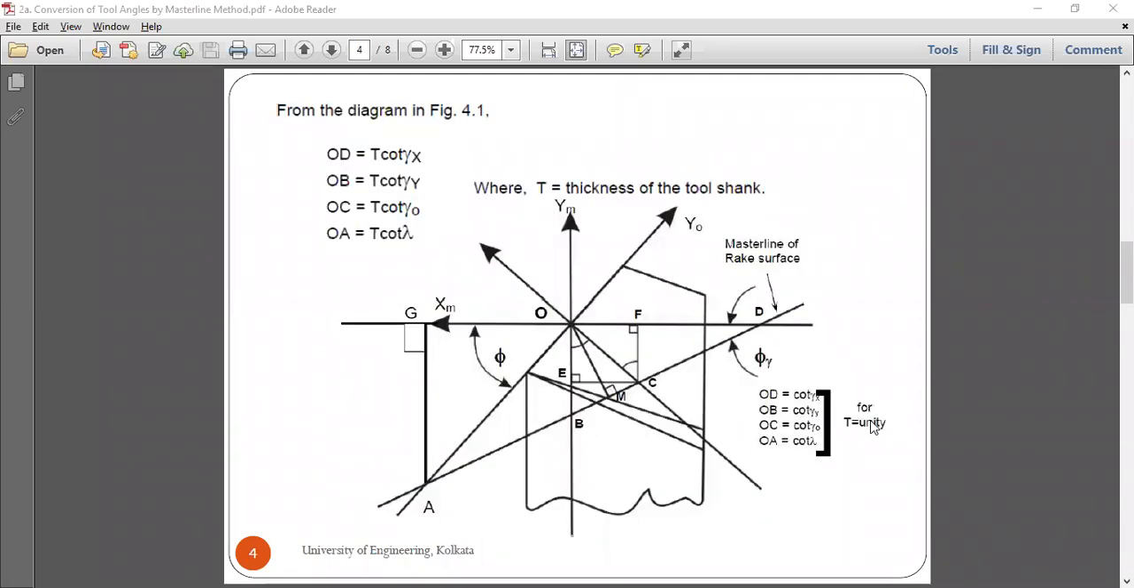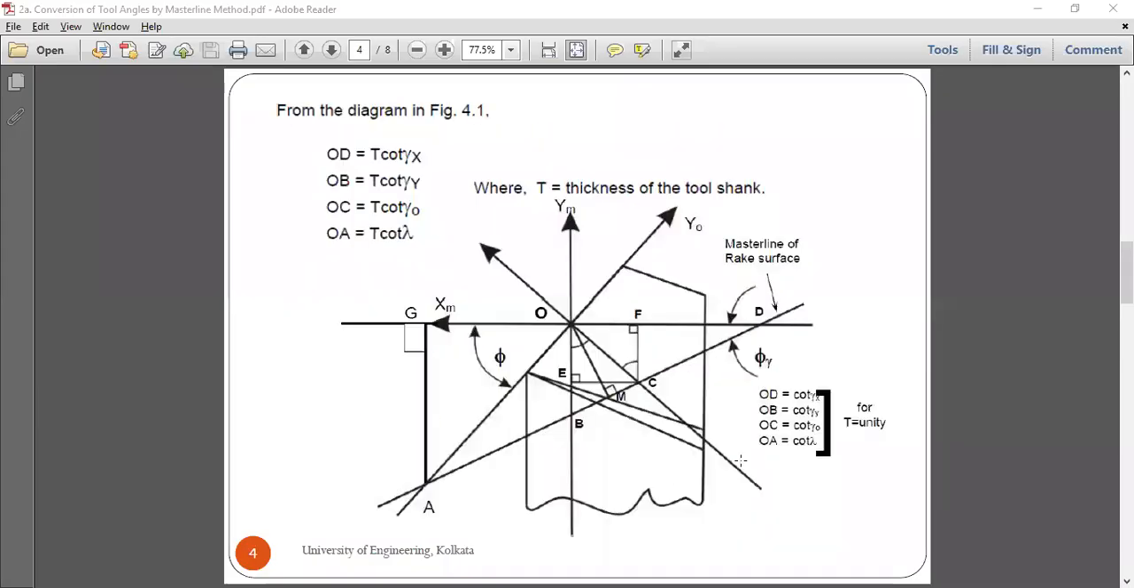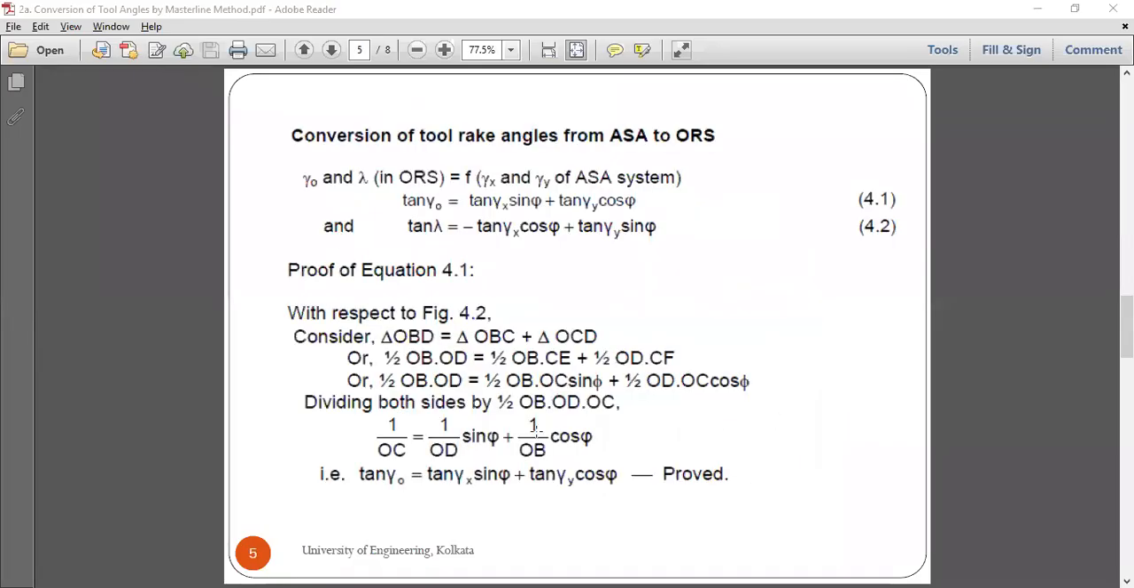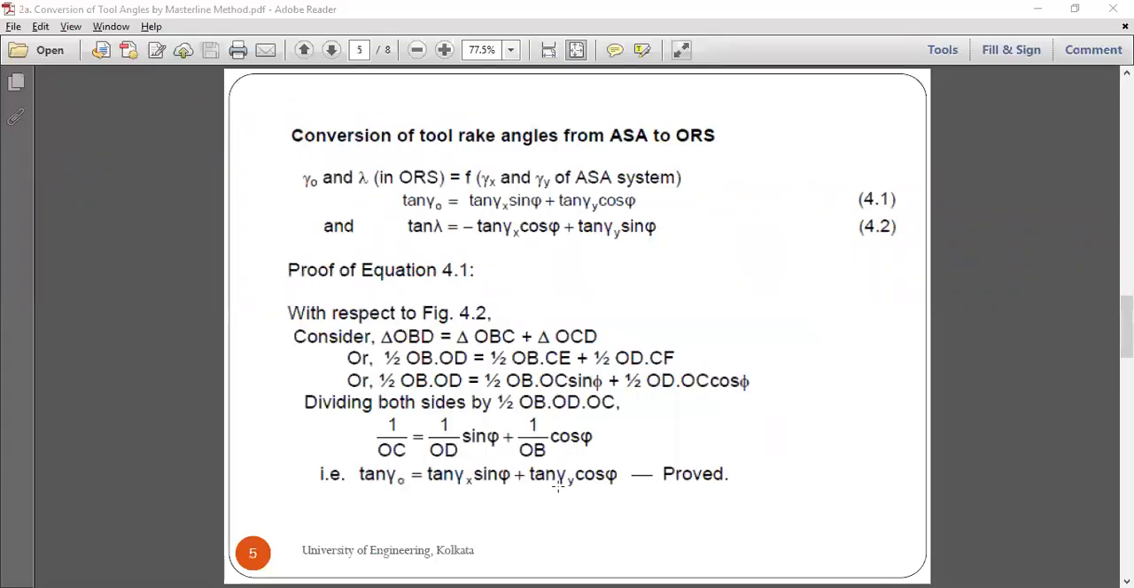1 by OD should be your 1 by cot gamma y, that is your tan gamma y, right? Sorry, not y, OD is gamma x. So 1 by OD is tan gamma x. And 1 by OB is 1 by cot gamma y. Sorry, 1 by cot gamma y is tan gamma y. Okay, so this equation is now proved. You can prove it using this Masterline.